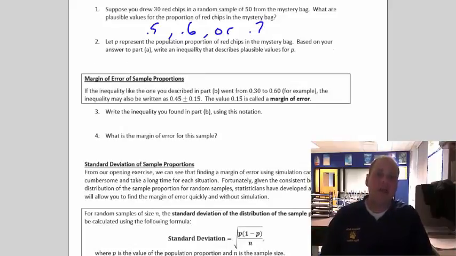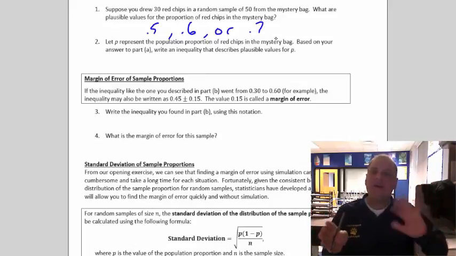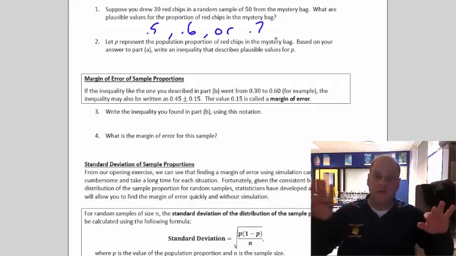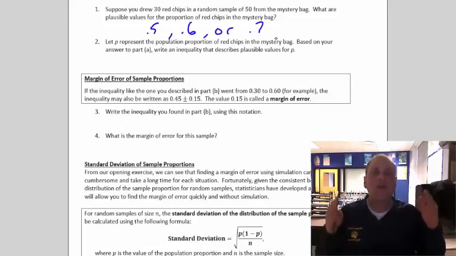Let P represent the population proportion of red chips in the mystery bag. Based on your answer to part A, write an inequality that describes the plausible values for P. So what do you think P could be? Well, we just said we think 50% is the lowest and we think 70% is the highest. It's very doubtful it's less than 50%. Could it be? Sure. Very doubtful it's more than 70%. Could it be? Sure. But probably not. Probably between 50 to 70%.